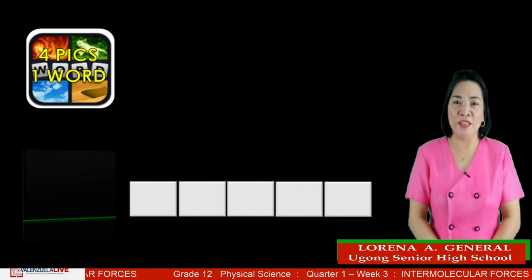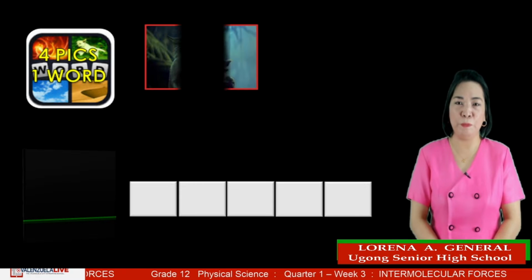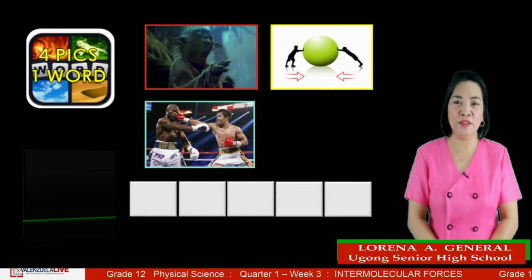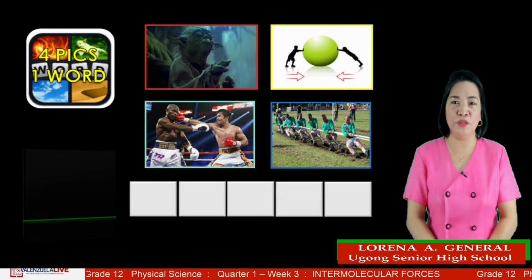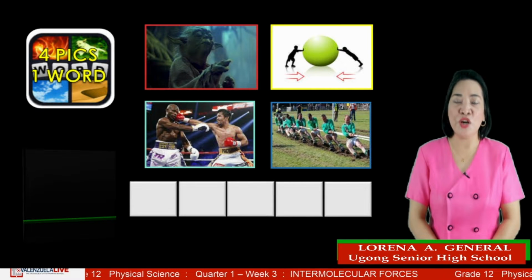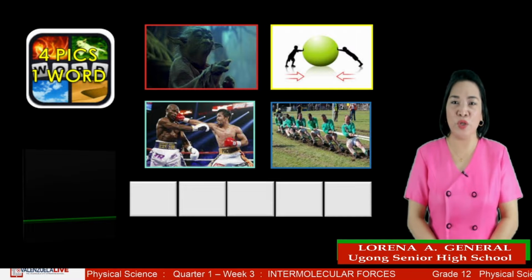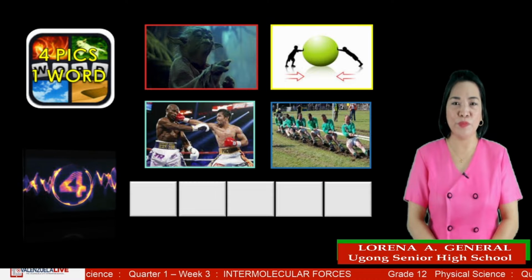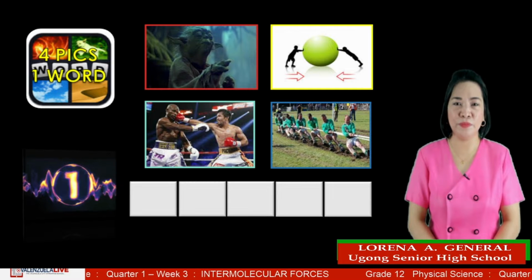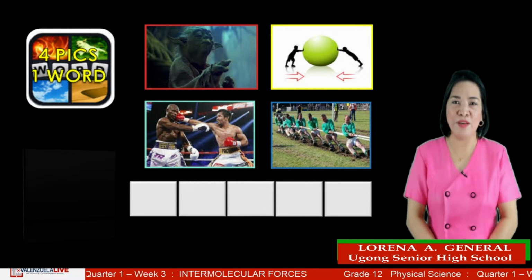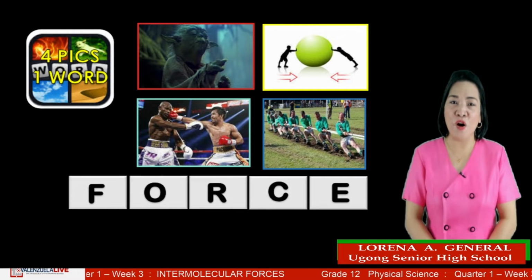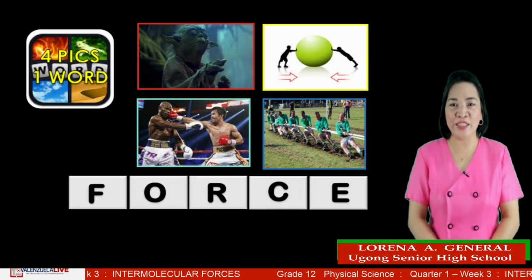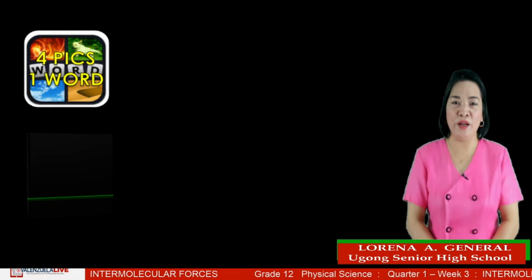Let us see the first clue picture. The second one, the third one, and the fourth one. So, keyboard warriors, you have 5 seconds to answer. Timer starts now. 5, 4, 3, 2, 1. Time's up. If you answered force, that is the correct answer. Okay, so let's see the second word.